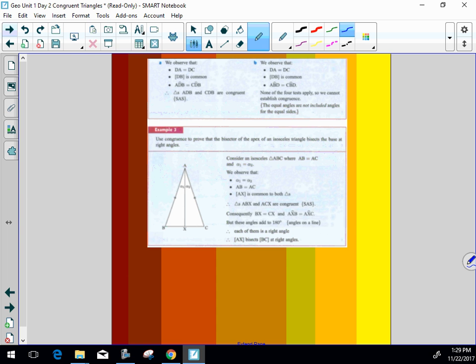And then this last one, you can see how we would use this. Use congruence to prove that a bisector of an apex of an isosceles triangle bisects the base. So who had bisect in this group? Anybody have the bisector? Ben, did you have that one? Who had the bisector one? Amanda, you didn't have the bisecting one? I had alternate angles. Ooh, that's a good one.